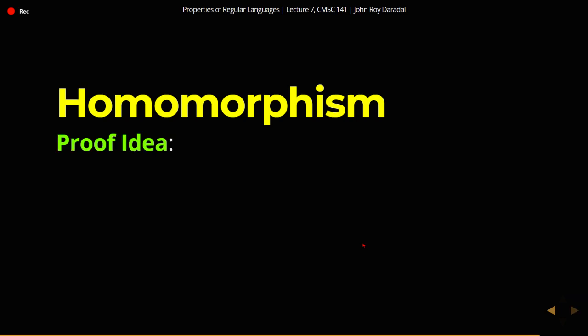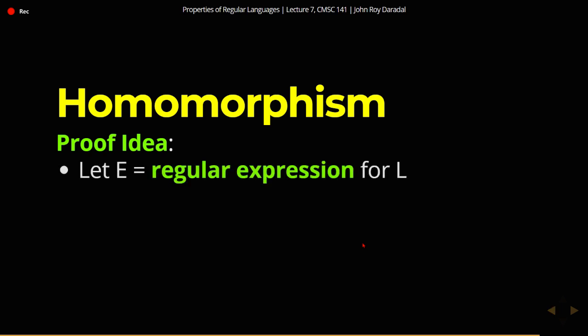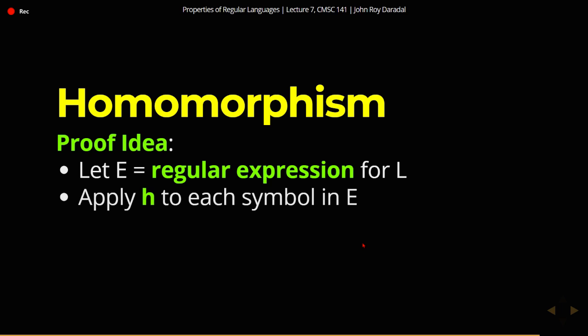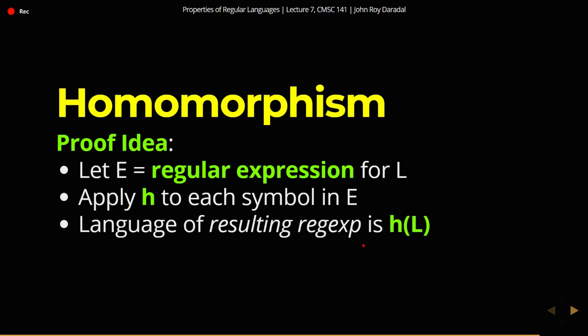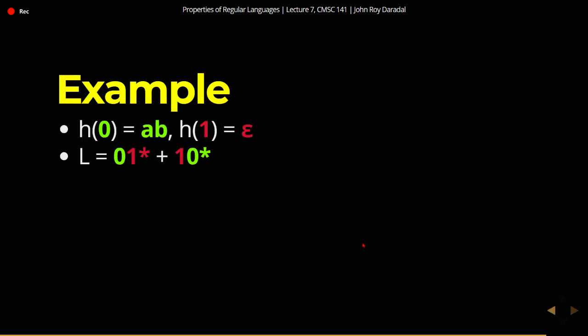Okay, and the idea for the proof is shown also by using a regular expression. So if E is the regular expression for the given language L, we'll apply the homomorphism function to each symbol in the regular expression, and the language of the resulting regular expression is H of L. Okay, so we'll just map the homomorphism to the regular expression.